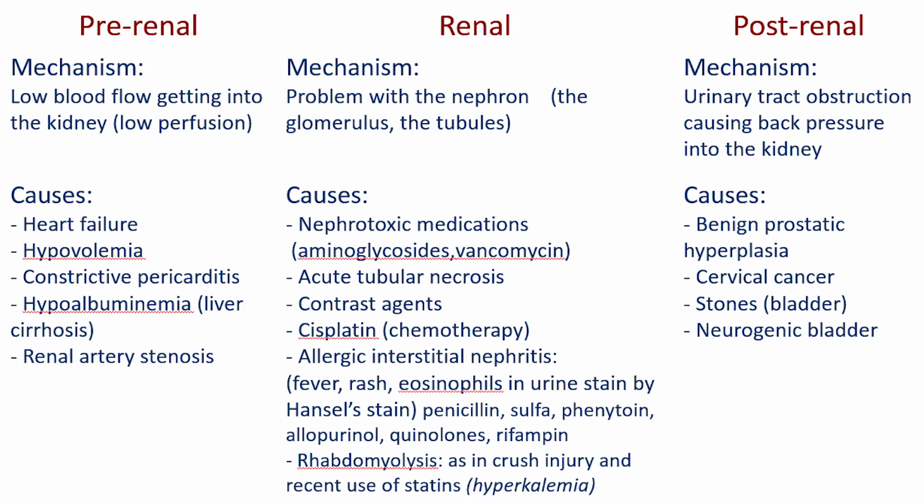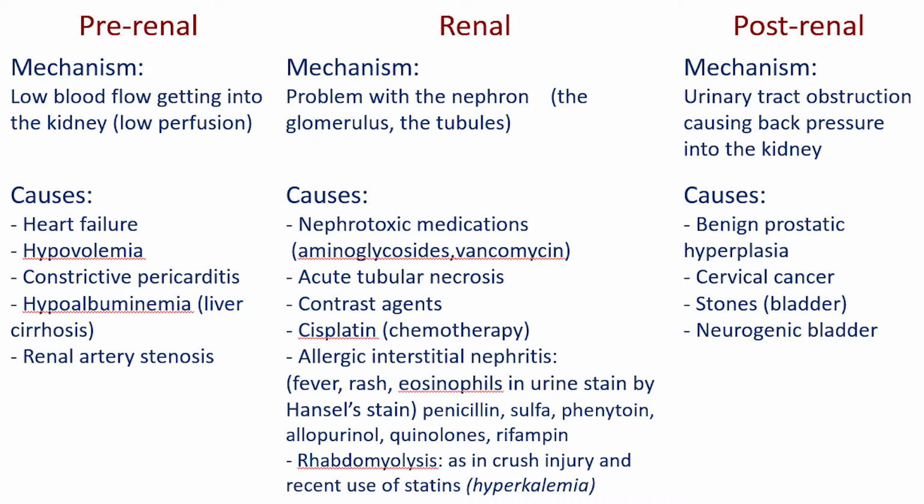An interesting cause of acute renal failure is allergic interstitial nephritis, and here there is an element of allergy. This is the only case of renal failure where you're going to see rash and eosinophils in urine. So in allergic interstitial nephritis you get fever, rash, and eosinophils in urine, and we can detect the eosinophils in urine by a special stain called Hansel stain.